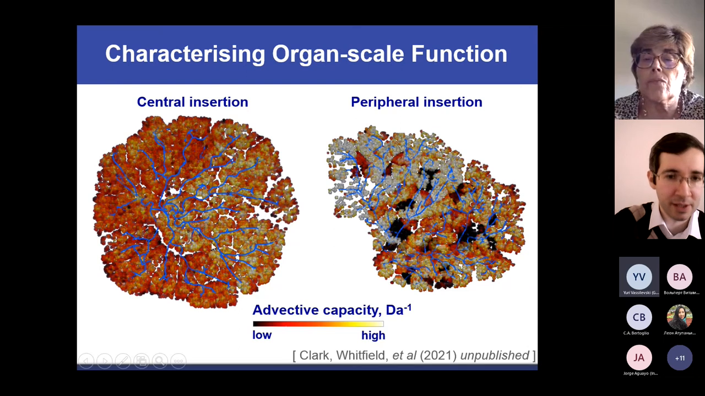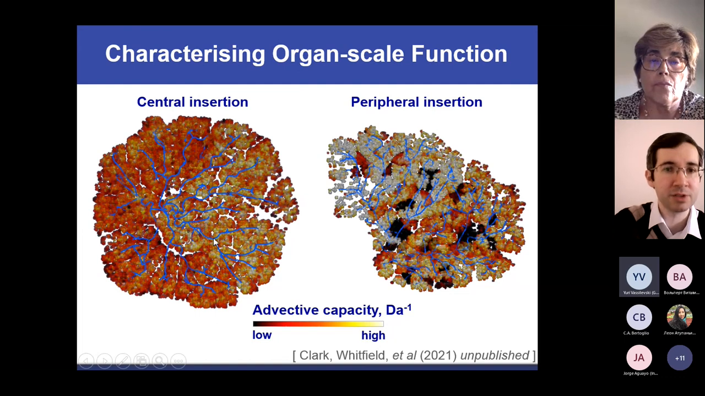But what is important to bear in mind is that this picture is very much solute dependent. So we are looking here at oxygen. And if we think about carbon monoxide or fructose, which are much less dependent on the flow, they both will be quite uniform. If we think of a solute which is more flow dependent, like urea or ethanol or anesthetic gases, both will be much more heterogeneous.